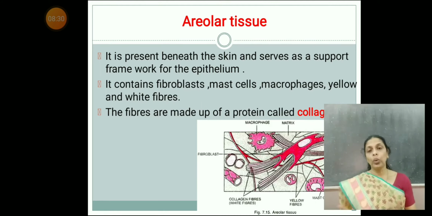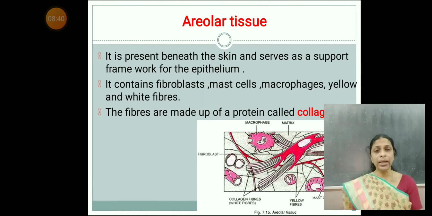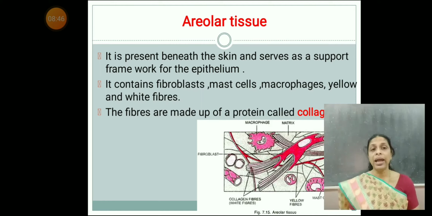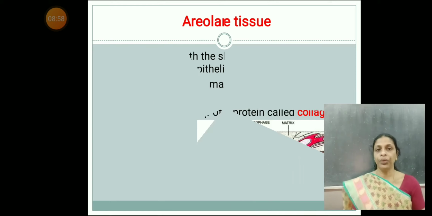Hope it's clear. So once again, let's quickly recollect all the points of areolar tissue. Areolar tissue is present beneath the skin and it provides a support framework for the epithelial tissue. It contains a matrix, and inside the matrix we find fibroblasts, macrophages, mast cells, and yellow and white fibers. The fibers are made up of a protein called collagen. Okay, so now we'll move on to the next type of tissue, that is adipose tissue.